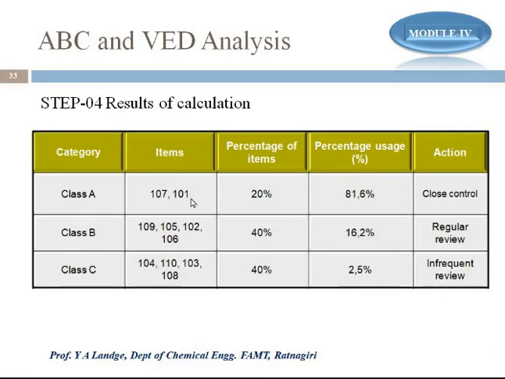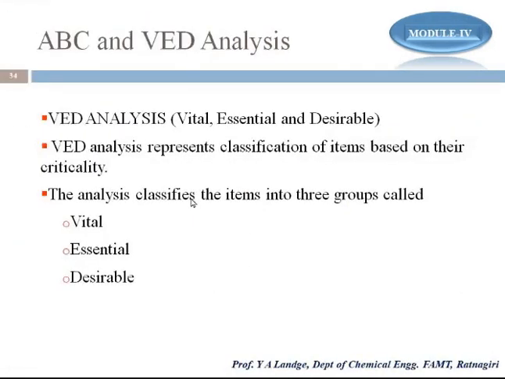Okay, after that, the next topic from this module is the VED analysis. Now what do you mean by VED analysis? It is vital, V for vital, E for essential, and D for desirable. Okay, we categorize the items, either we use the first model or the second model, depending on what type of organization and what type of process is going on, accordingly they will choose. Okay, but at least we should know ABC analysis, and this is another one, VED analysis.